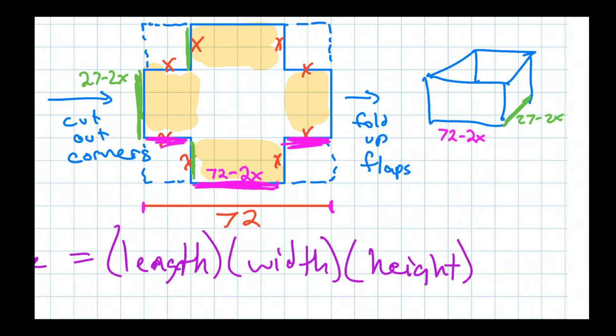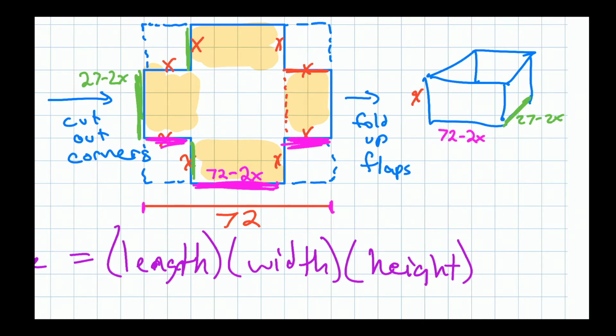And how tall is the box? Think about it. If we take this flap and fold it up right there at this red dashed line, how tall is the box going to be? Isn't it just going to be x? It is. So the volume of the box is going to be the length times the width times the height, which is 27 minus 2x, 72 minus 2x, by x.